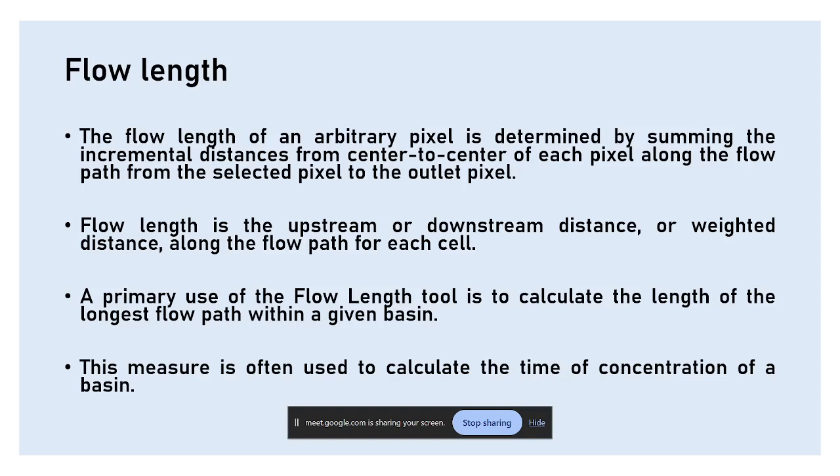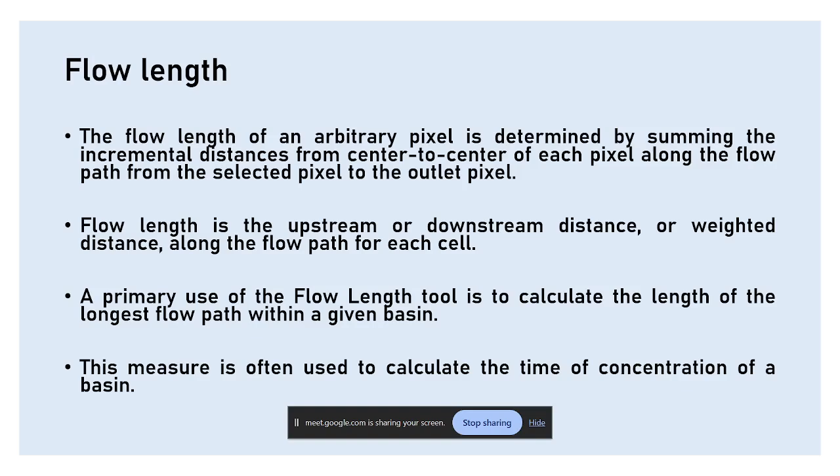Now we are going to discuss the flow length, like how we have discussed the stream network and stream order. So next one is the flow length. Flow length is basically an arbitrary pixel value that is determined by summing the incremental distances from center to center of each pixel along the flow path from the selected pixel to the outlet pixel. But since we are using a digital elevation model here, as sir said, instead of using the term pixel, we can call it cell. That will be more appropriate in this case.